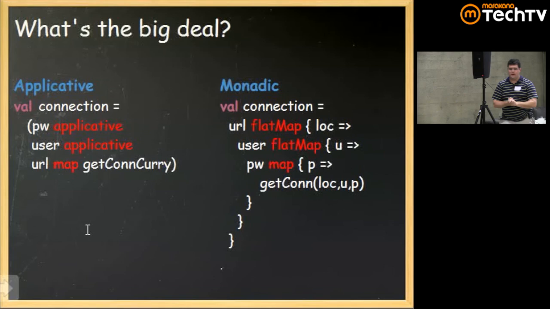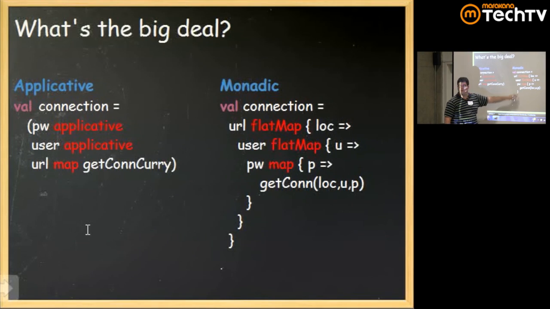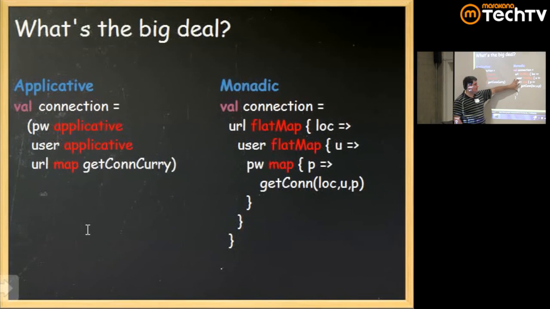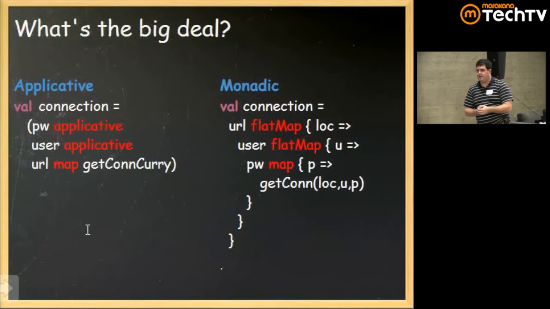So what's the big deal, right? They kind of look the same: password applicative, user applicative, URL map, get query, or we use flatMaps and maps. Well, the big deal is the fact, again, that these are functions where I need to pull the value out of URL to figure out what the rest of the dependencies are. I can't parallelize the computation. In SBT, that's critical. So that is why we use this applicative style, and that's why you're going to see apply and some interesting things in SBT.